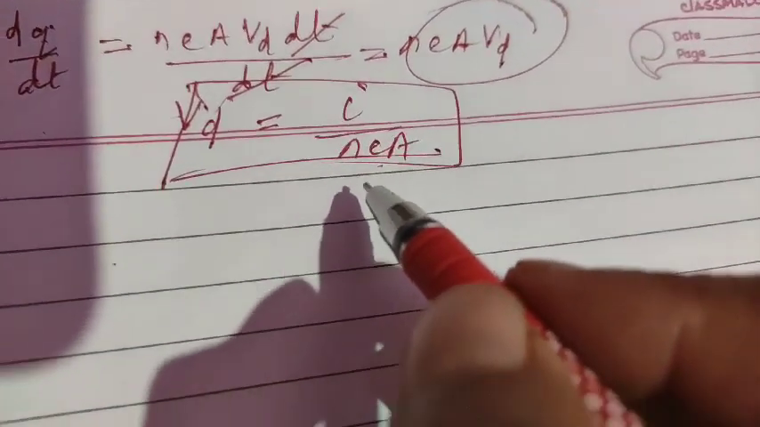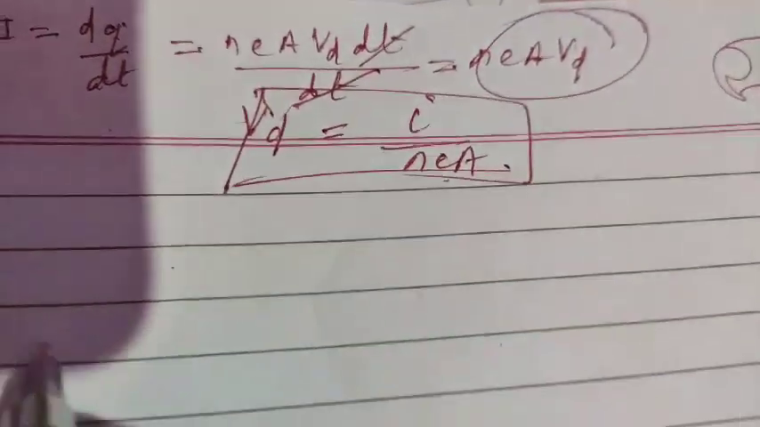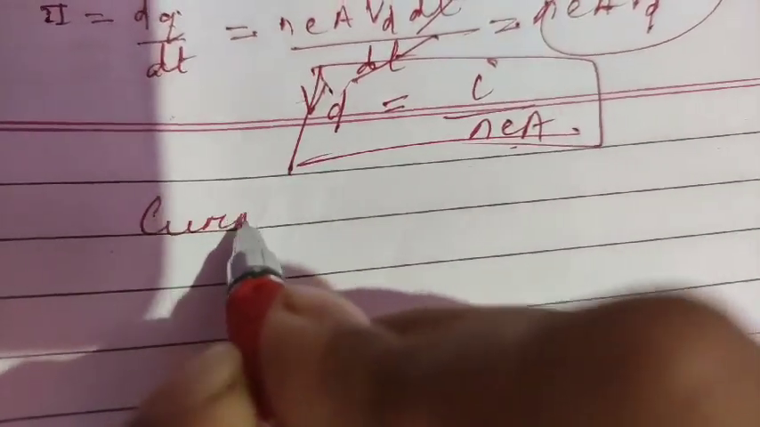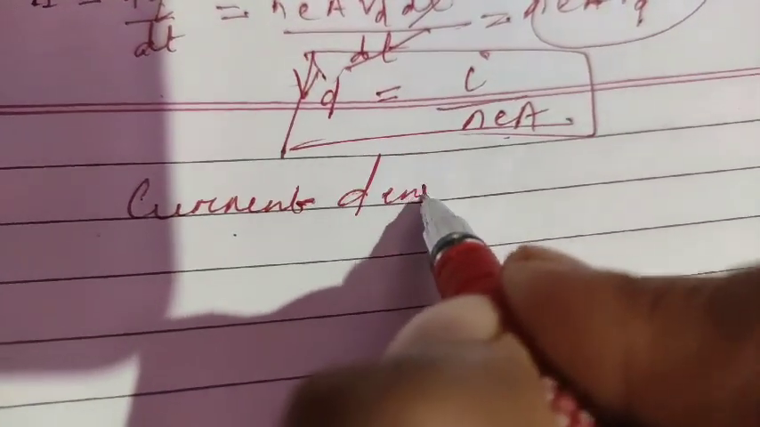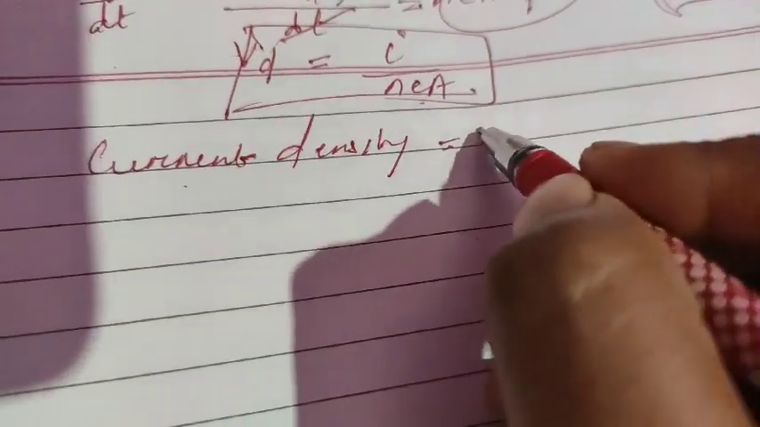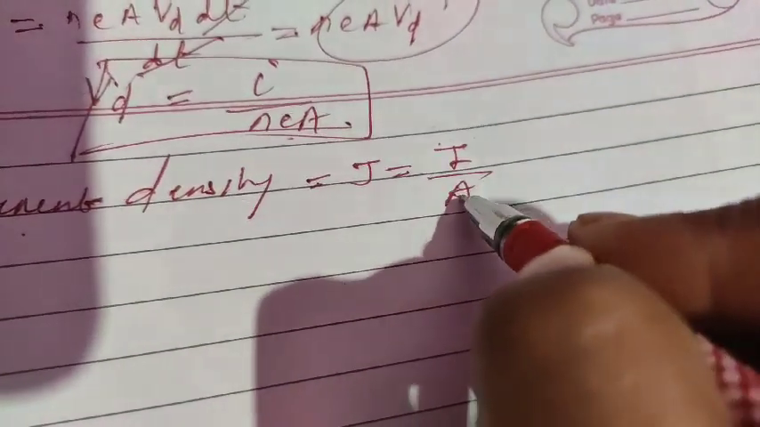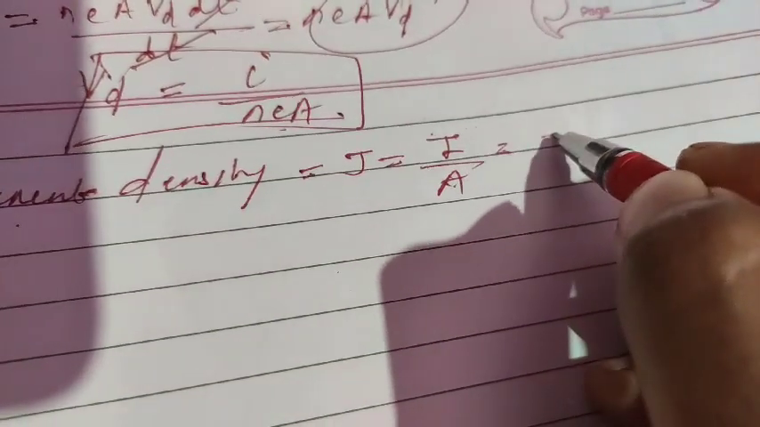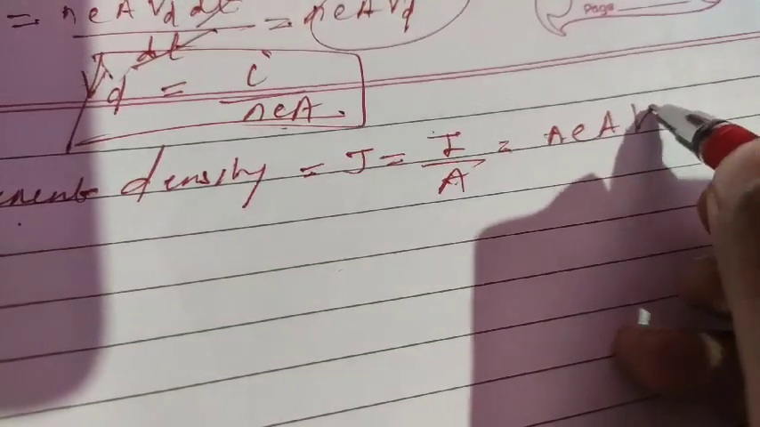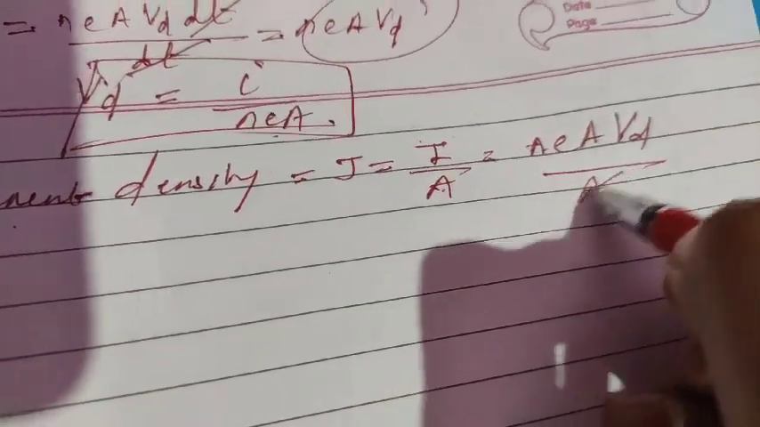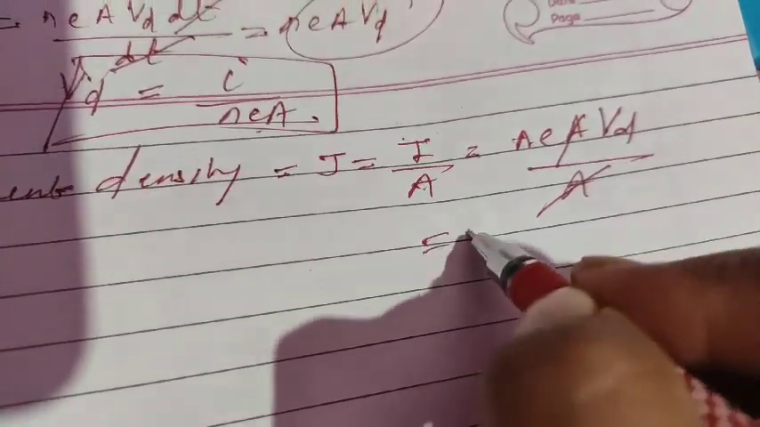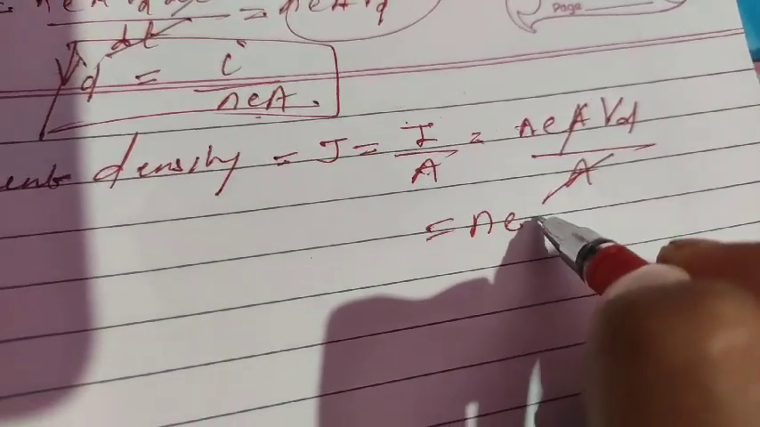Clear to you? Now, this much you have understood. Now, simple current density. What is the current density, student? The formula I will write for you: J = I by A, current by area. What is the value of current? I = nEAv_d, so J = nEAv_d by A. A will cancel, so that is J = nEv_d.